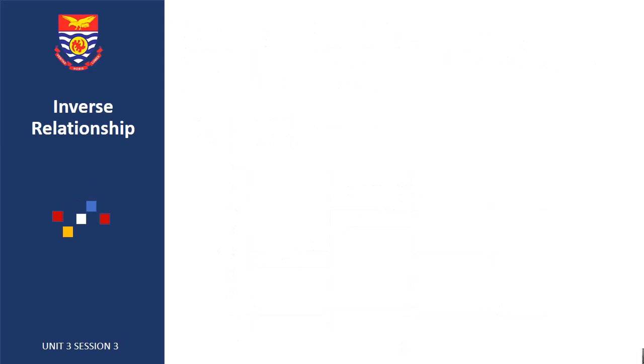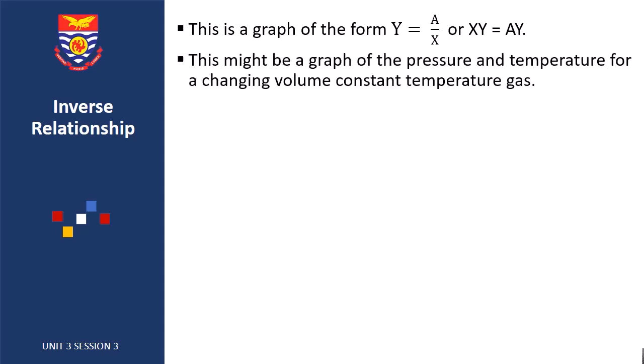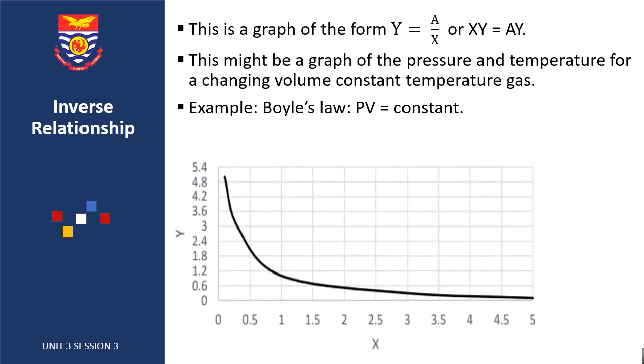Another graph is the inverse relationship. This graph is of the form y = a/x, or xy = a. Such graphs can be the graph of pressure and volume for a gas at constant temperature. A typical example is Boyle's law, which talks about the pressure and the volume of a gas at constant temperature. And such graphs have this nature. So this is an inverse graph.